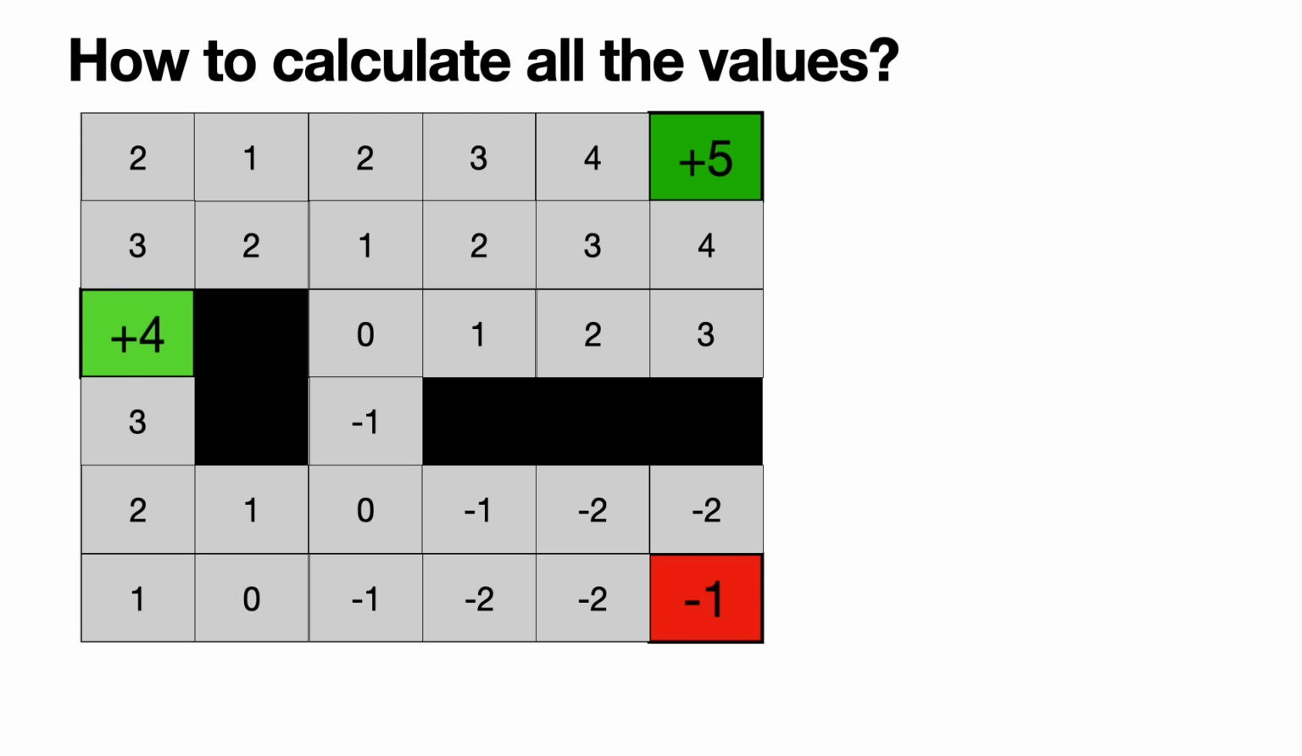Notice something peculiar. If I'm here, the best I can do is walk down to the -1. So I have a value of -2. But if I'm here, I shouldn't walk to the -1. I should walk to this 4 over here and get a value of -2. So those are the values.